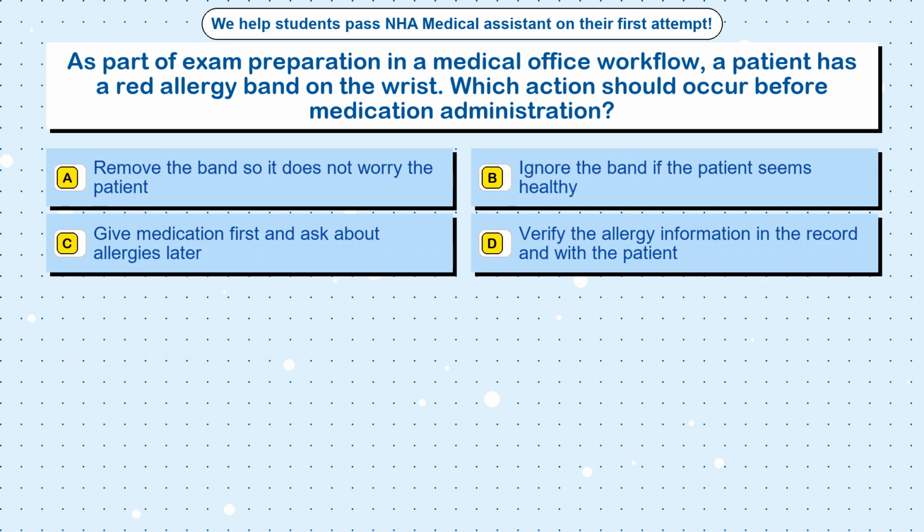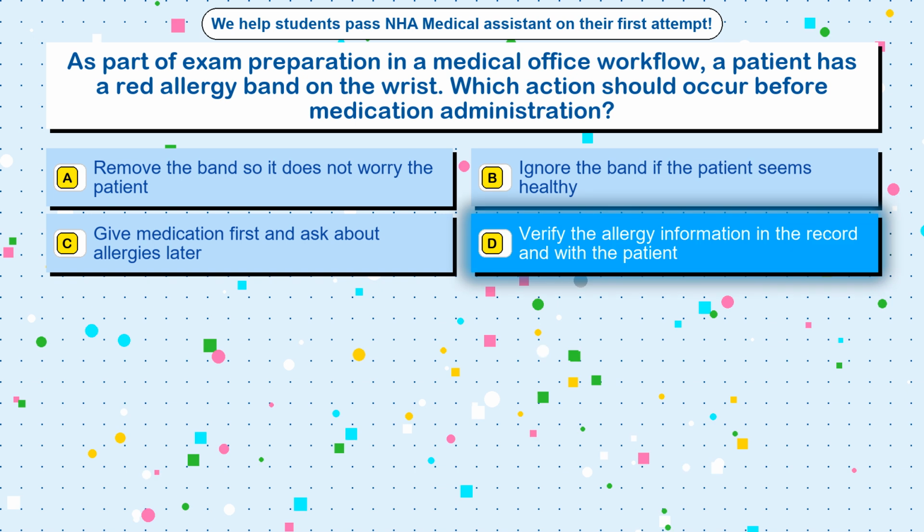Question 79. As part of exam preparation in a medical office workflow, a patient has a red allergy band on the wrist. Which action should occur before medication administration? Option A. Remove the band so it does not worry the patient. Option B. Ignore the band if the patient seems healthy. Option C. Give medication first and ask about allergies later. Option D. Verify the allergy information in the record and with the patient.